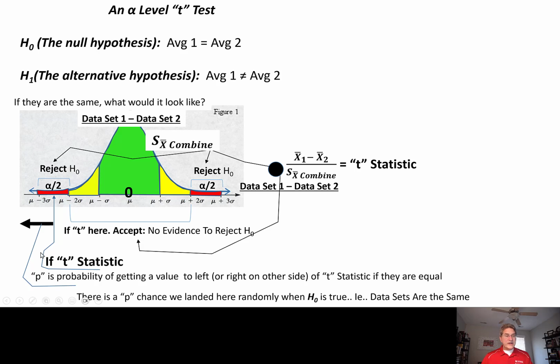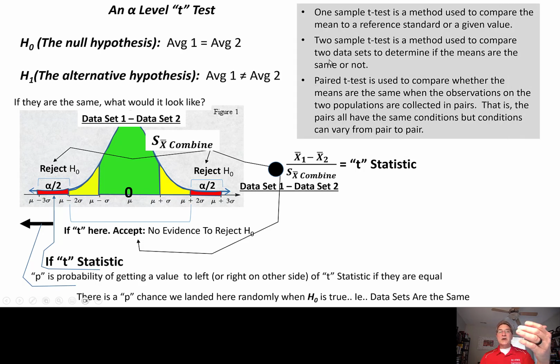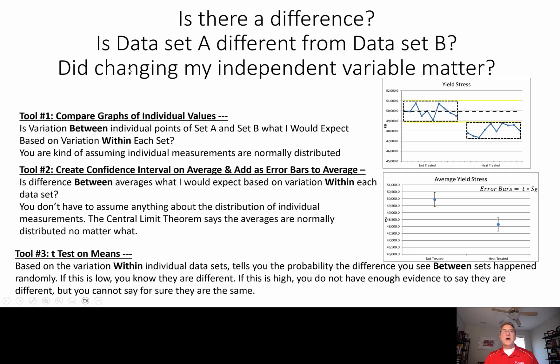Okay, remember I told you about the p-value. The p-value would be the probability of getting this number of standard deviations away or further. And that's going to be a real help to us. You'll see that when I go through some examples. And then I just threw this up here to show you there are other kinds of t-tests. We are doing the basic t-test on 2 averages. Okay, so we have our 3 tools: compare individuals, compare averages, and the t-test.